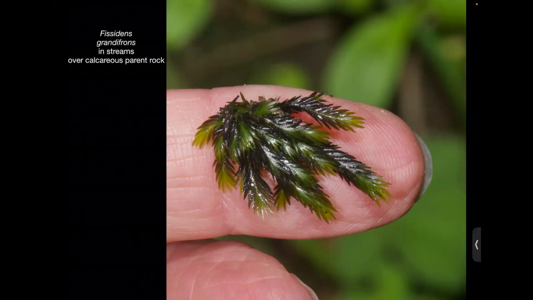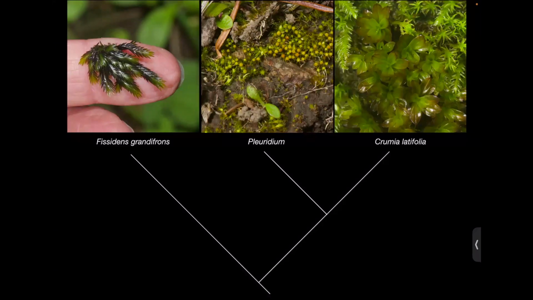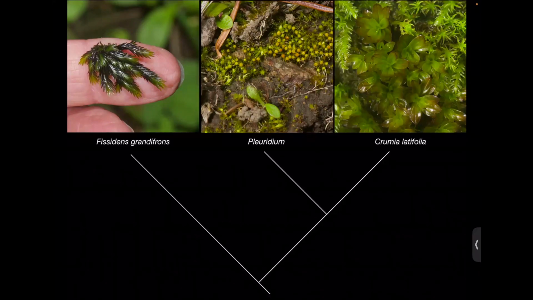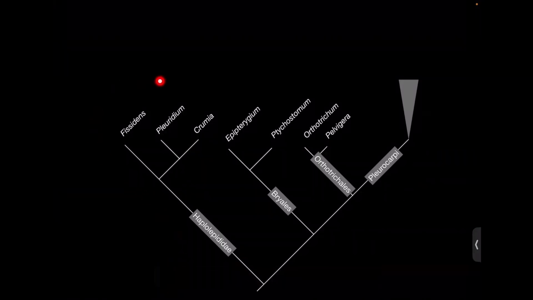But the little streams that flow into the Mattole are marine uplifted, and many of them are pretty calcareous, and so you can find really nice Physidens grandifrons there. And these three are closely related to each other. Well, anyway, they're part of a big radiation. And that big radiation is called the Haplolipidi. So here we go, Haplolipidi.